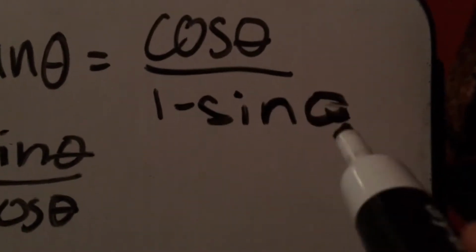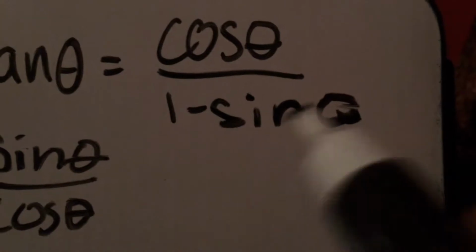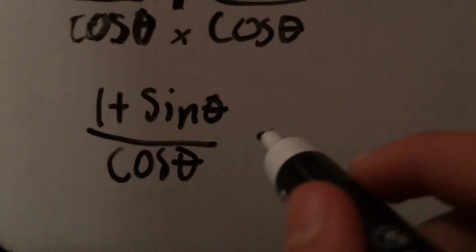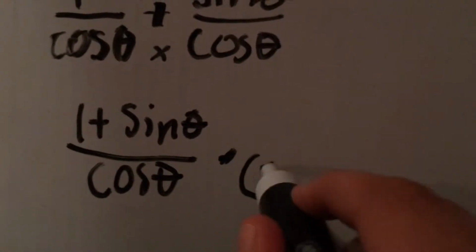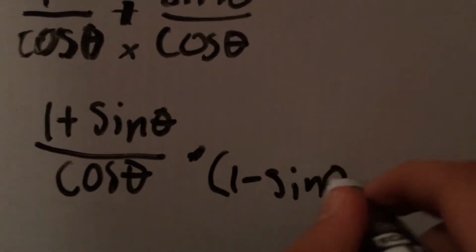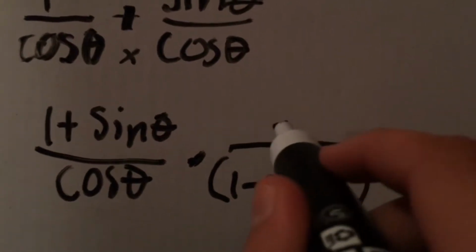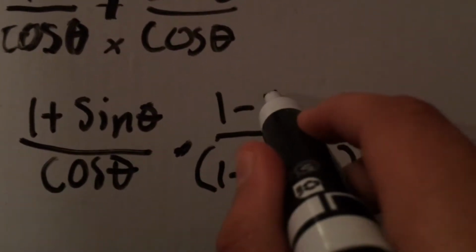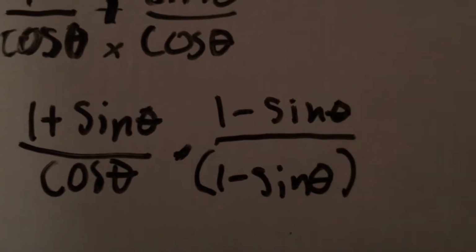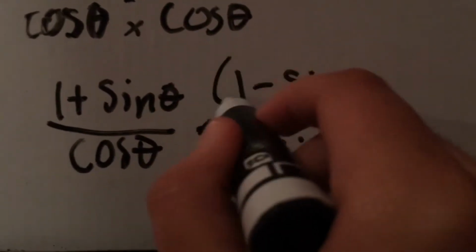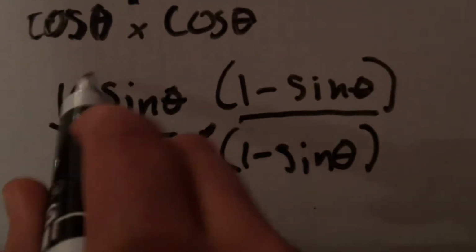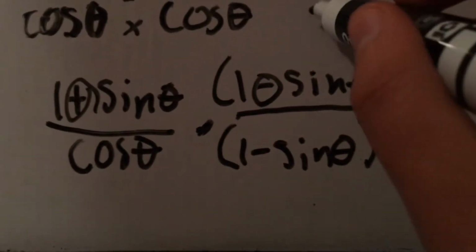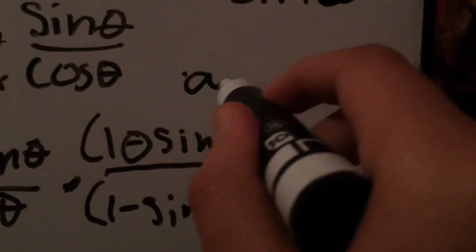But no, actually the final answer has 1 minus sine theta in the denominator, meaning to be able to have that later on, you have to multiply the denominator by 1 minus sine theta, and what you do to the denominator, you have to do to the numerator. When you multiply them, you can see that the numerators are the same, the only difference being the signs, which will finalize the answer.